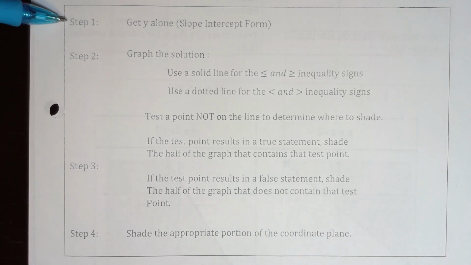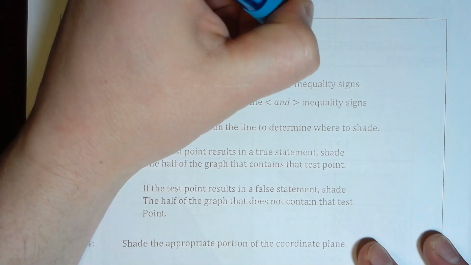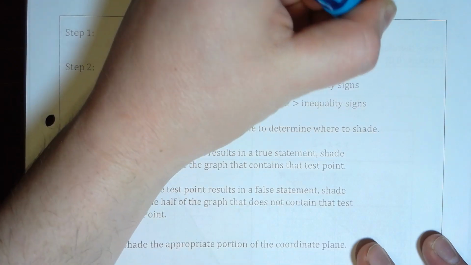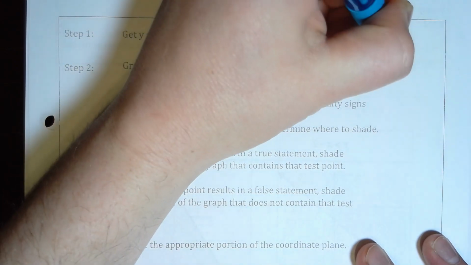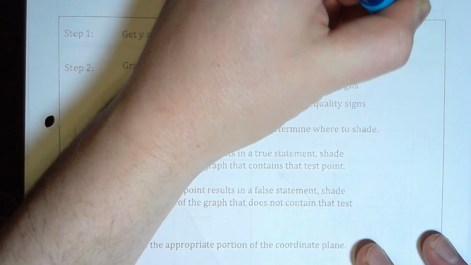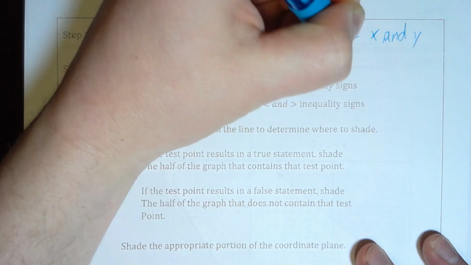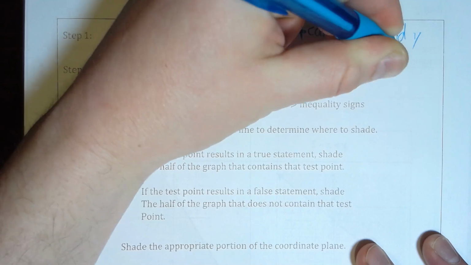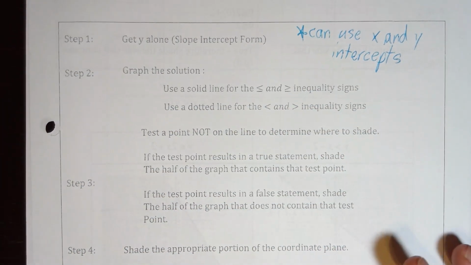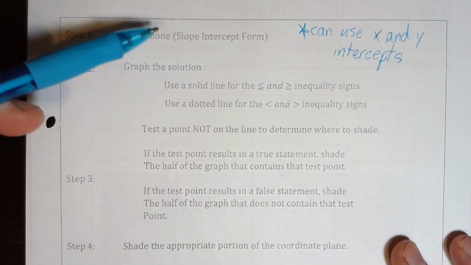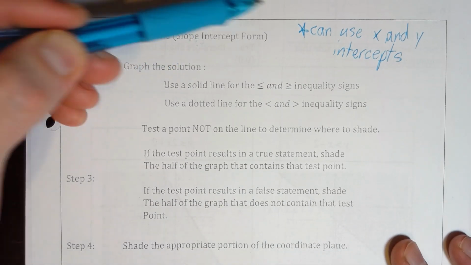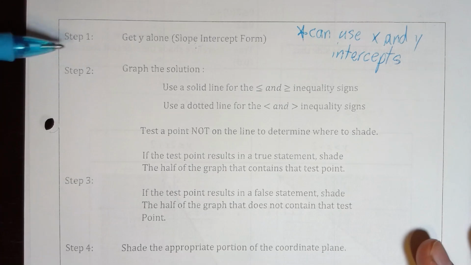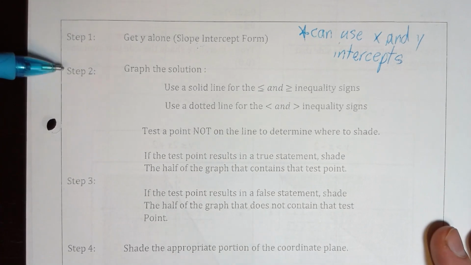I'm going to put a note here. We can use our x and y intercepts. We got very good at graphing with those as well, so you can use either of these forms. We like to do it in slope-intercept form, but we can also use our x and y intercepts when appropriate. Then step two is to graph the solution.